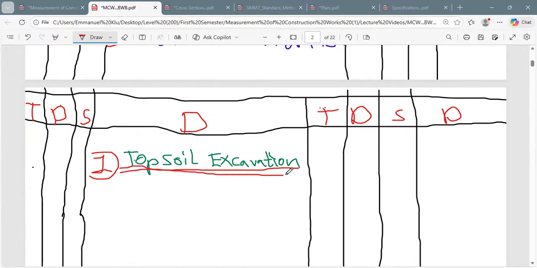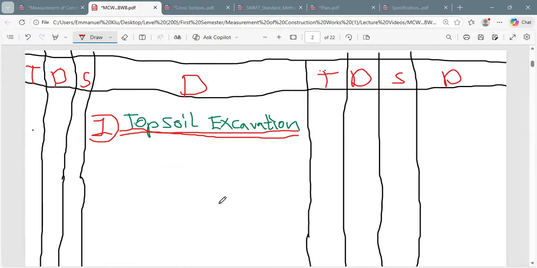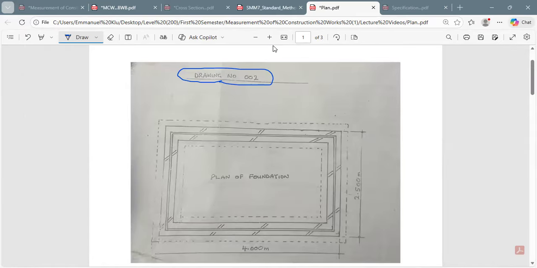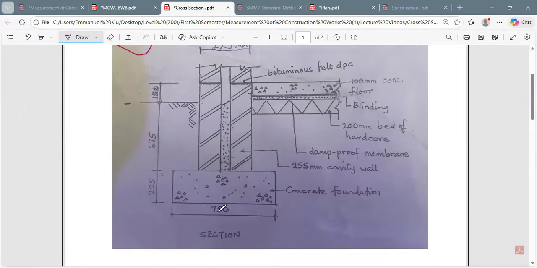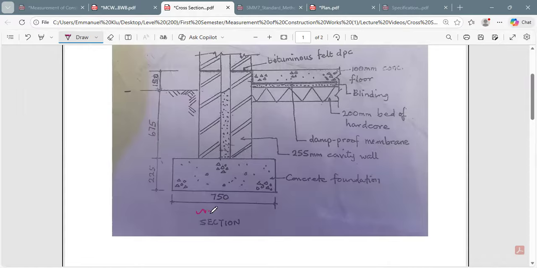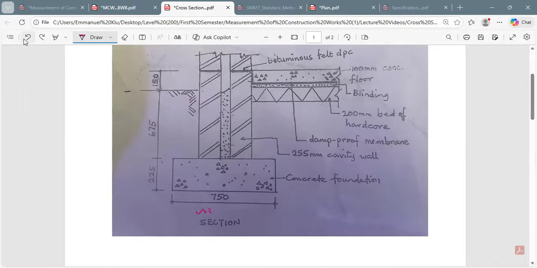In the topsoil excavation, how do we go about it? One may ask, how do we go about that? It's as simple as that. The first thing we are supposed to do is to find the width of the foundation. If you go to the plan or even the cross section, you realize the width is just from here to here. That is the width of the foundation, 750.